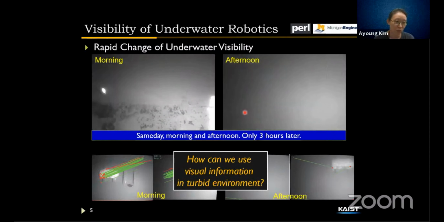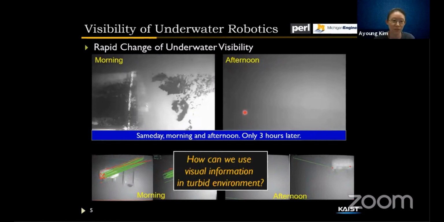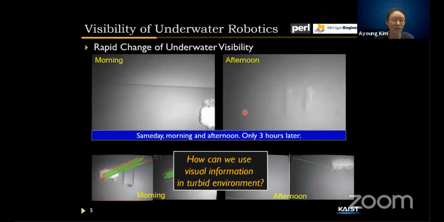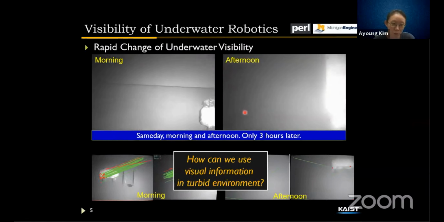Throughout the work, in the end, our final objective is to make the robot manipulate nicely in water using a camera. That's our main objective. So in this talk, I'll talk about how we can improve the visual side, how we can improve the image quality, and then later I'll talk about how we can make the robot recognize an object and estimate the relative pose between the onboard camera and the target object so that we can grasp in the water.